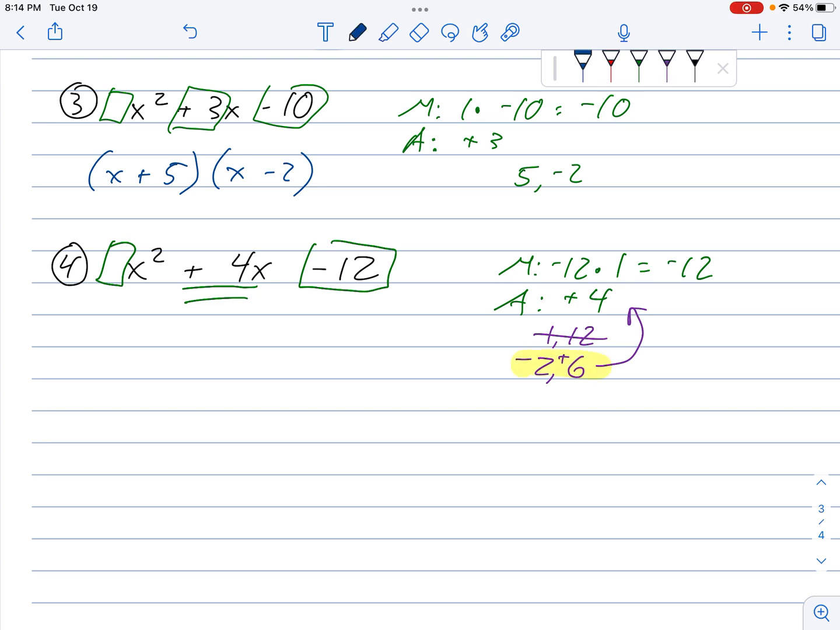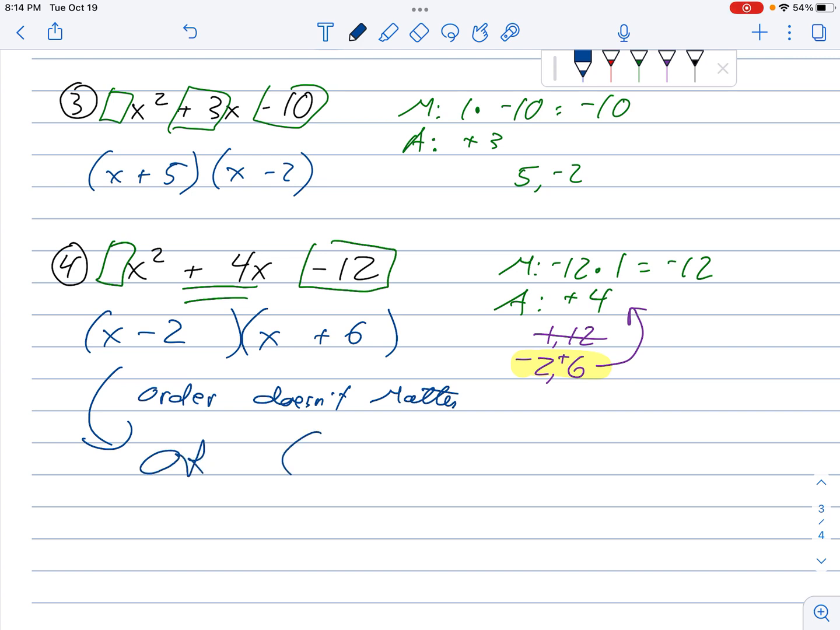Here are my numbers. X and X. One's negative 2, one's positive 6. The order doesn't matter, right? Order doesn't matter. So that means I could write x plus 6 times x minus 2. It's really the same thing.